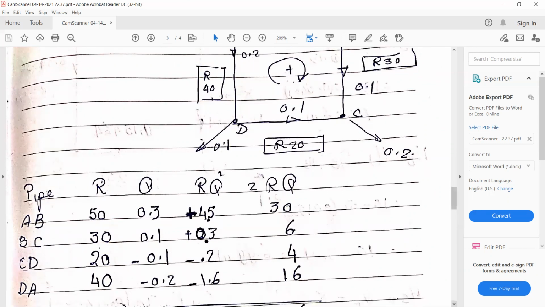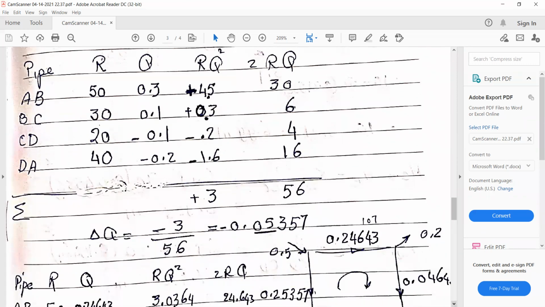And then you get the summation, and the summation of RQ square with sign is plus 3, because we have 4.5 plus 3, 4.8, minus 1.8, you get 3. Now twice RQ is 30 plus 6, 36, plus 4, 40, plus 16 is 56. We divide, get delta Q equal the summation of RQ square with a negative sign here, divided by the summation of twice RQ, we get the correction. The correction became negative.